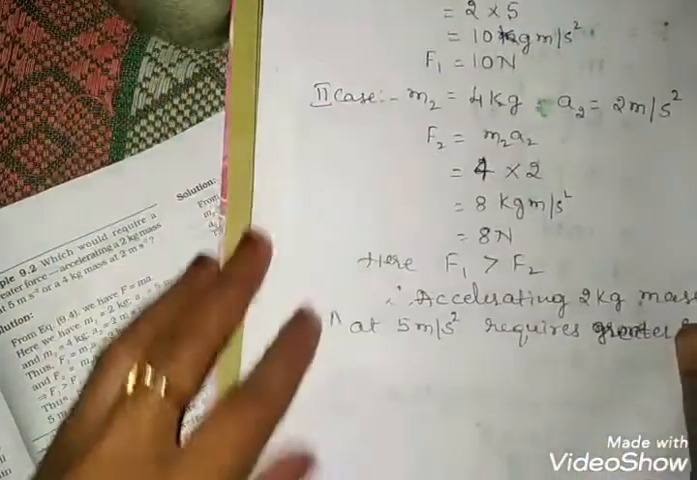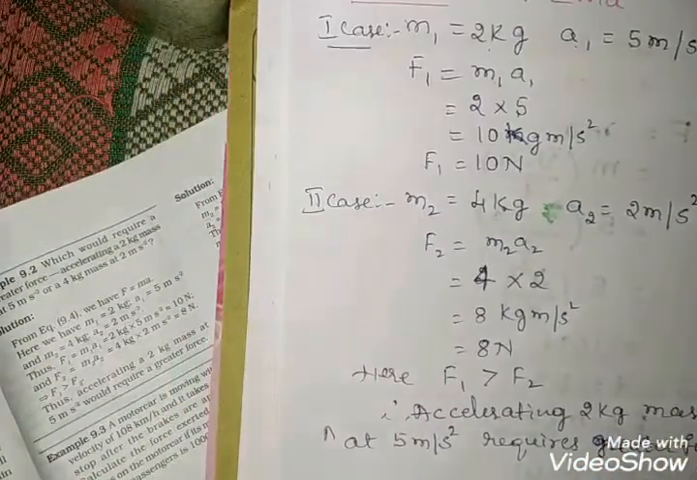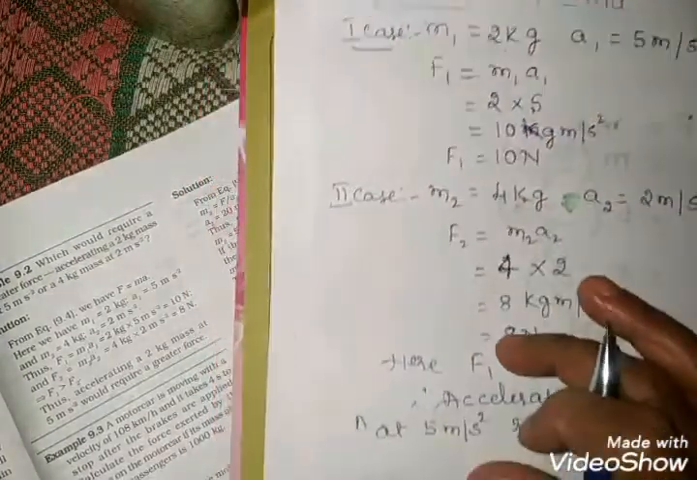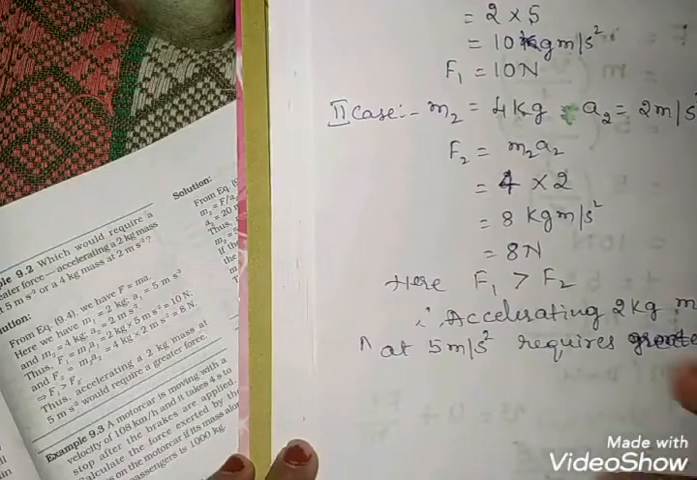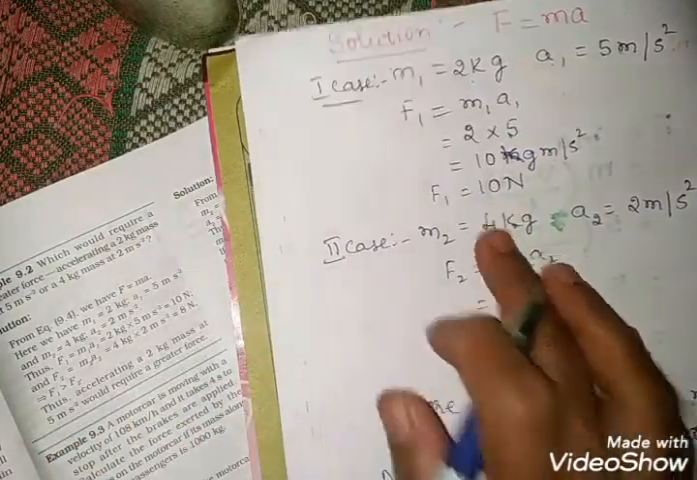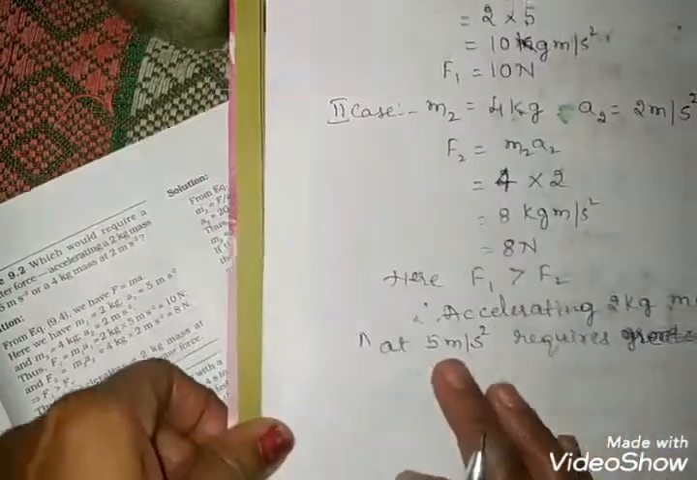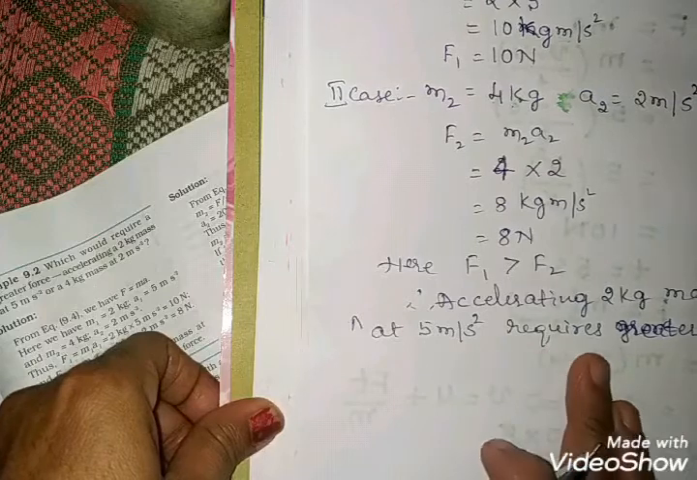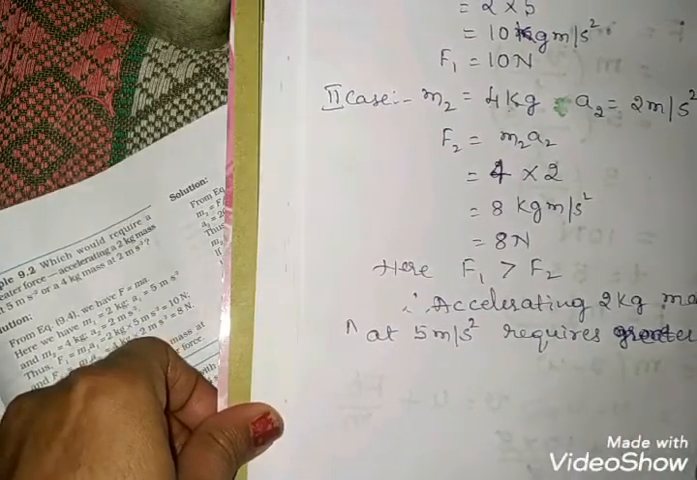So in this way we have to solve this sum considering two cases, first one and second one, and comparing them. Here we can observe it is 8 newtons. F1 is 10 newtons. Which is greater? F1 is greater. So F1 means what? Accelerating 2 kg mass at 5 meter per second square, so it requires greater force. Understood now? Children, let us try to solve one more sum.